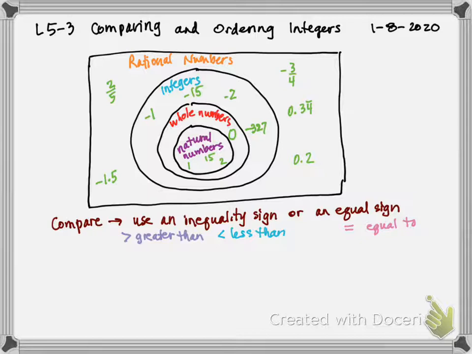Now if I want to put things in order, that means I have 3 or more items. That's when it's kind of helpful to use a number line. So we're going to use a number line to help with ordering integers.